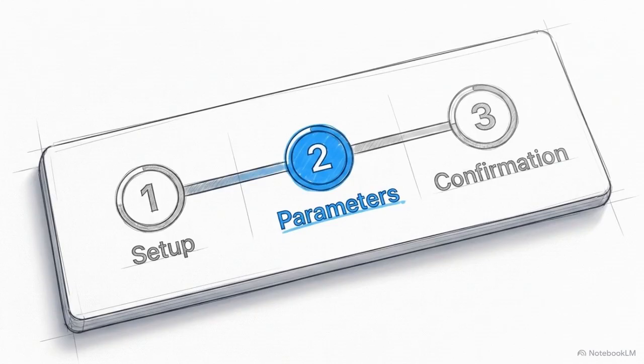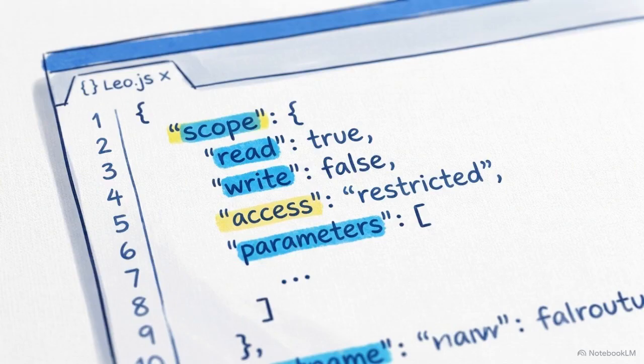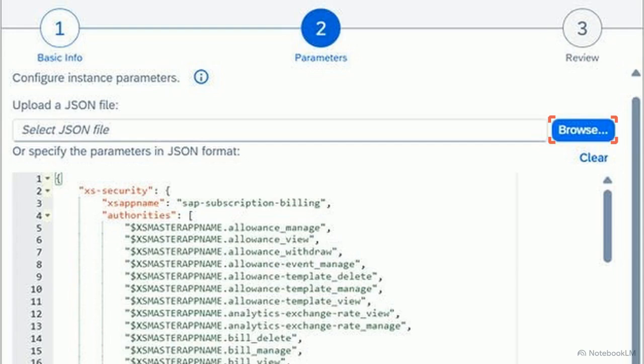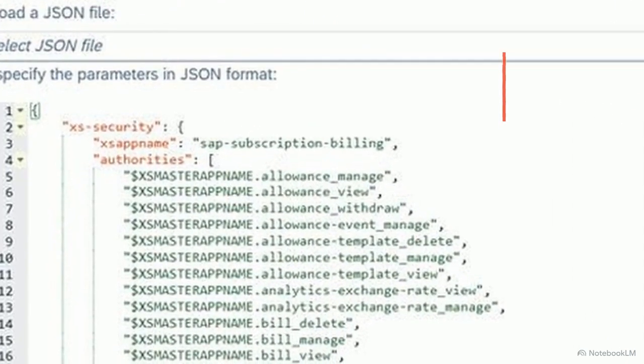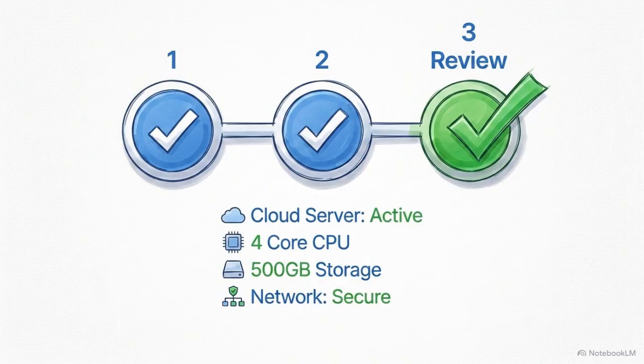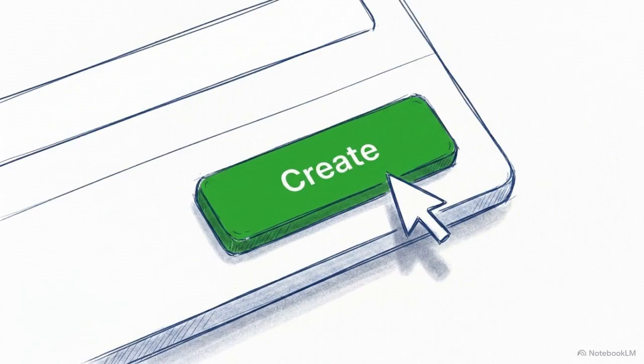This brings us to the parameter screen. This is the exact point where we define the boundaries of what your external system is allowed to access. Upload your JSON file using the Browse button, or paste the code into the text editor to populate your API scopes. Carefully scan this syntax. A single missing comma or bracket here will cause the configuration to fail. When the code is correct, click Next to reach the review screen. Verify your inputs and click Create to finalize the process.